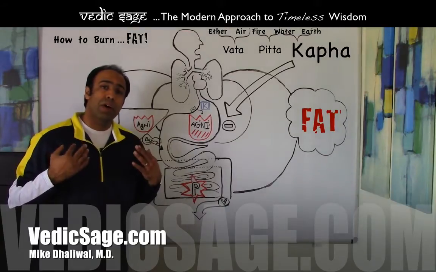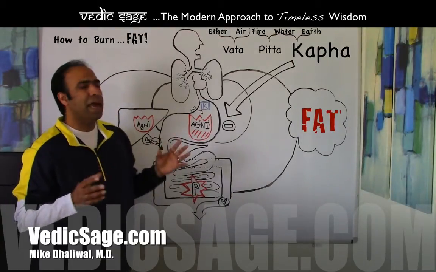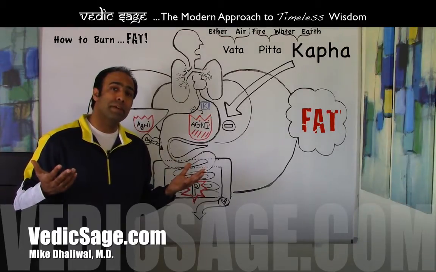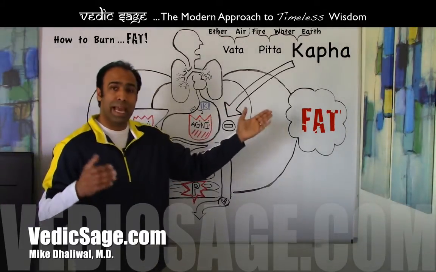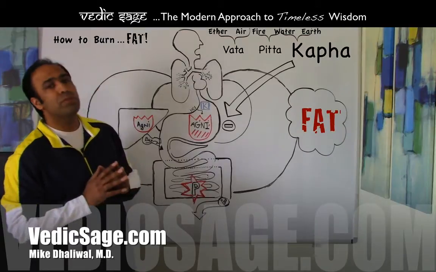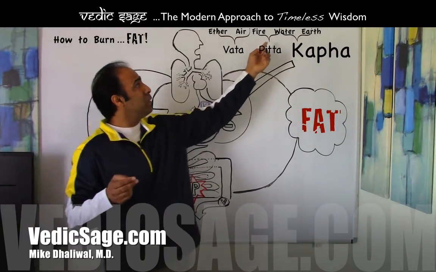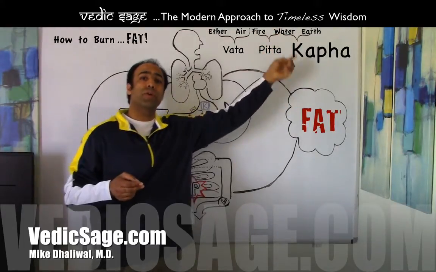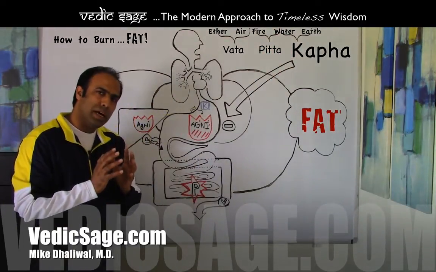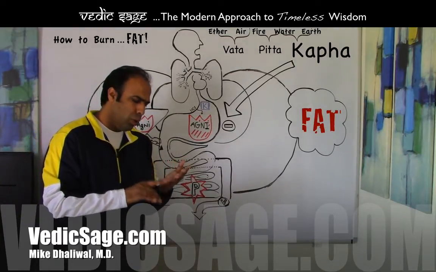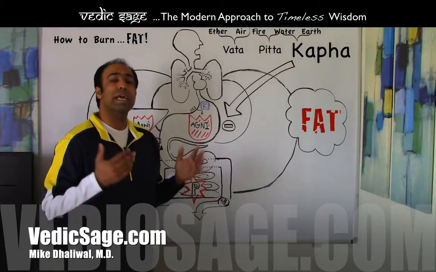I'm Dr. Dhaliwal, and today we're going to be talking about how to manage excessive fatty tissue of the body from an Ayurvedic perspective. We know that the fatty tissue, or the adipose tissue, is heavily influenced by kapha dosha. And as a quick review, we know that kapha is made up of two primary elements, water and earth, which make up kapha dosha. And the qualities of kapha are heavy, dense, cold, oily, liquid, dull, and slow.